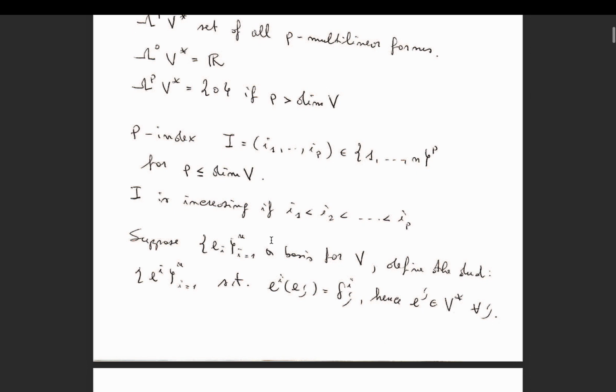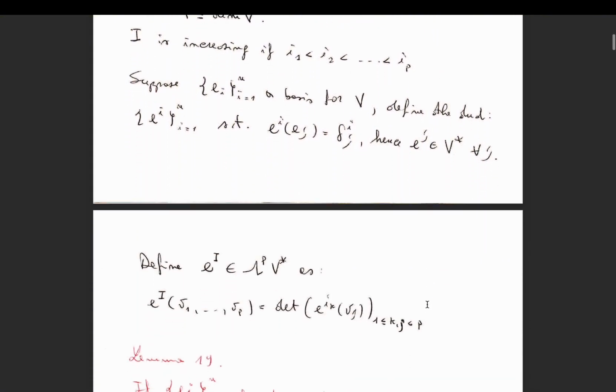Now if a1, ..., an is a basis for V, we can define the dual basis a^1, ..., a^n with the indexes on the top, such that a^i(aj) is equal to delta ij. The number of increasing p indices is equal to n factorial over p.